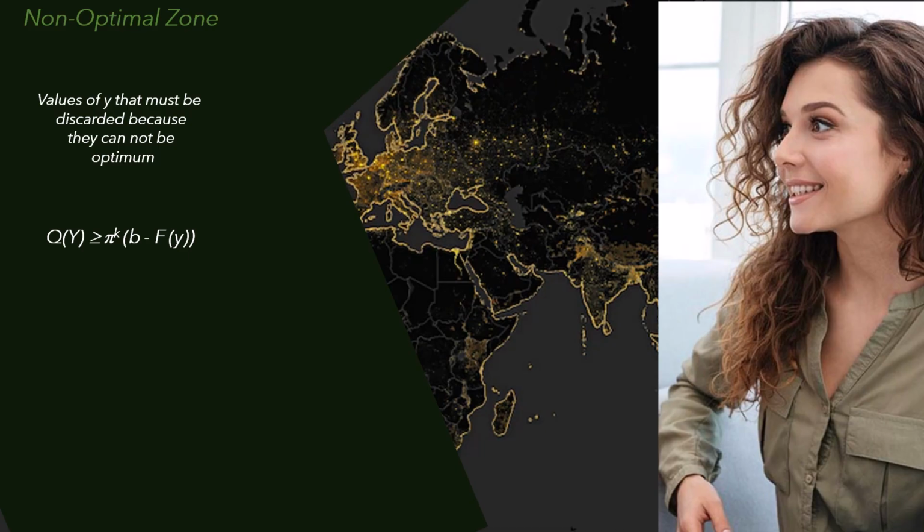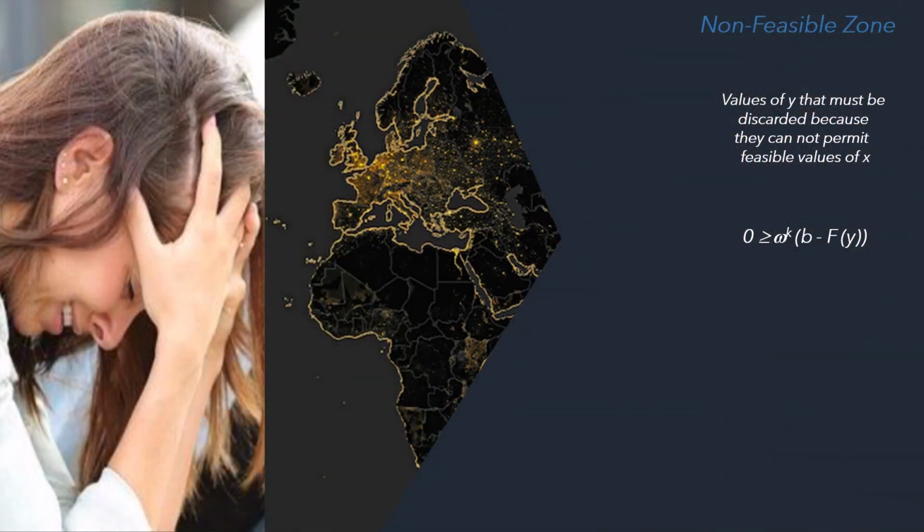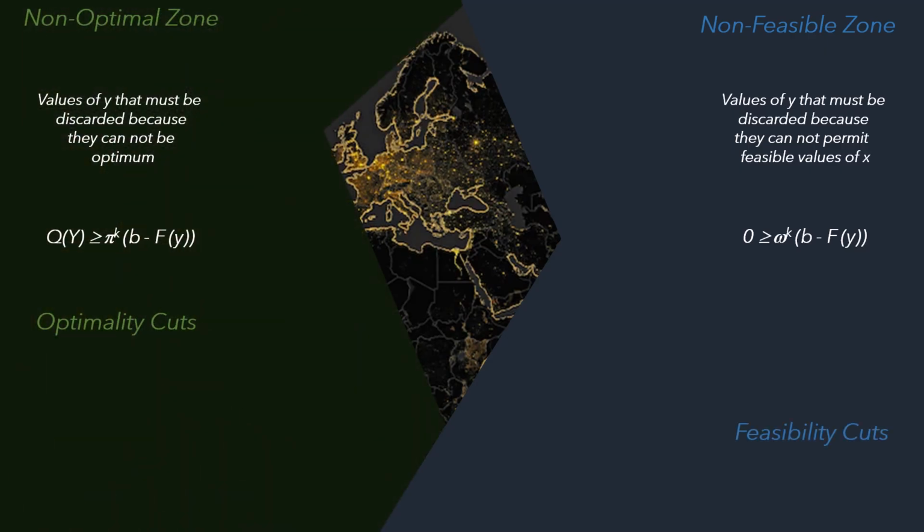The first, non-optimal zone, contains values of the decision variables that must be discarded because they cannot be optimum. From a human point of view, it contains decisions that should not be taken because there are better ones. The second, non-feasible zone, contains values of the decision variables that must be discarded because they cannot be feasible. From a human point of view, it contains decisions that cannot be taken because they are impossible. Decisions not included in the two zones determine the area of rationally desirable and possible decisions.